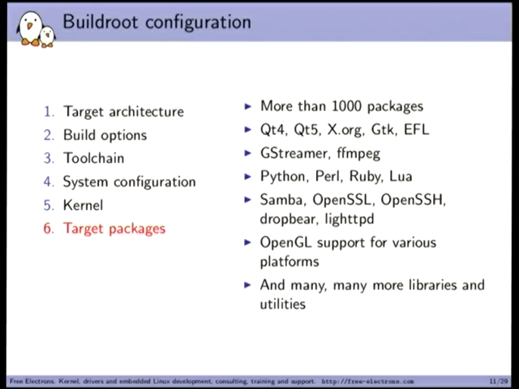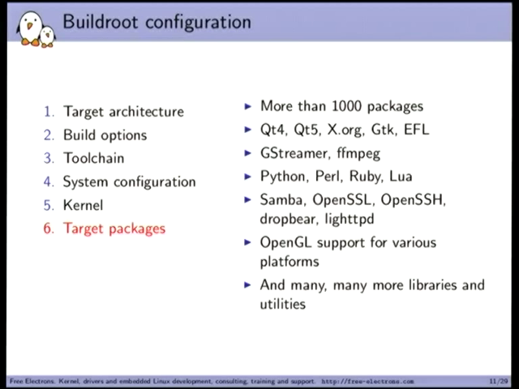And then the most important part is definitely the target packages, what you're going to put in your root file system. That's where the highest value of the embedded Linux build systems is. And that's where we have more than 1,000 packages. So we have things like Qt4, 5, x.org, GTK, EFL.